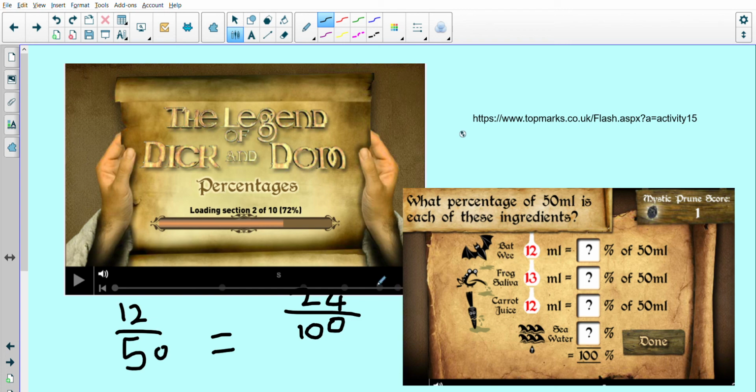It's a simple trick. Percentages are linked to fractions.